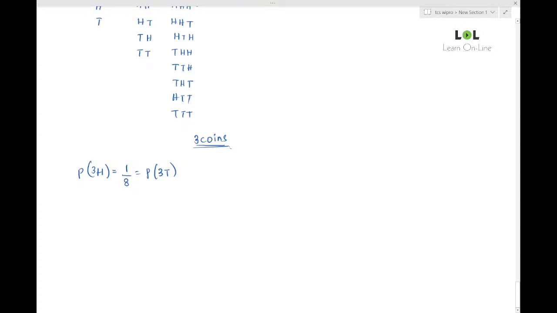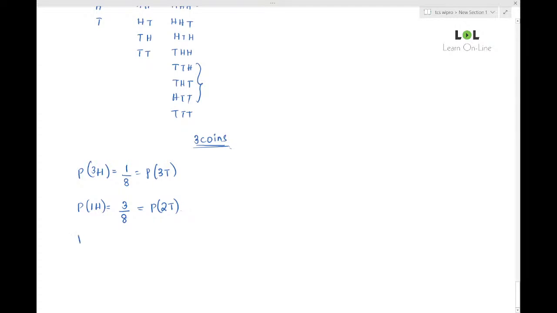Suppose I talk about the probability of 1 heads. If you see, these are the only cases where I am getting 1 heads. How many cases? 3 cases out of 8. If you observe carefully, this is also the same as probability of 2 tails. Why? When you toss three coins and get exactly 1 heads, the remaining 2 coins will be tails, right? So whenever you get 1 heads, this is also the same as probability of 2 tails. So the probability is 3 by 8.